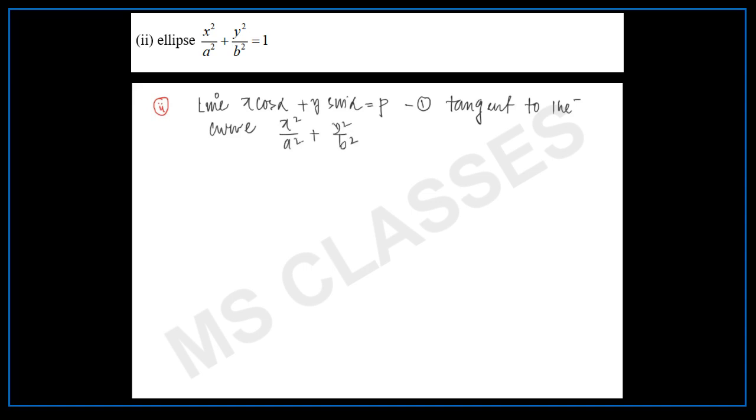Here it is given that the line x cos alpha plus y sin alpha equal to p is tangent to the curve x square by a square plus y square by b square equal to 1. That is the ellipse.